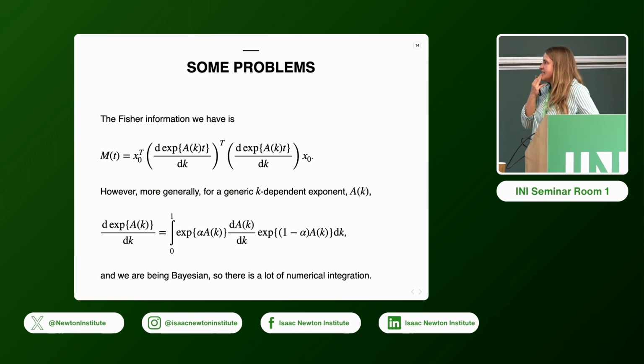Of course, as I mentioned, there's a lot of numerical integration, and one bit that I didn't account for at first is that when you calculate a derivative of a generic k-dependent exponent, it is actually not just a derivative. Well, it's a derivative, but it's another integral that I need to calculate numerically. And we're being Bayesian, so there's a lot of numerical integration that I have to do.